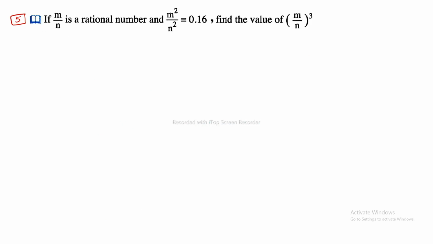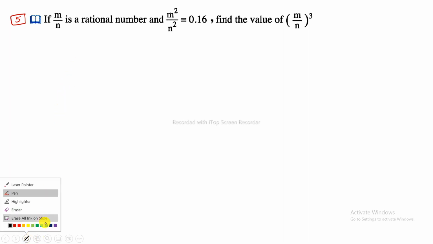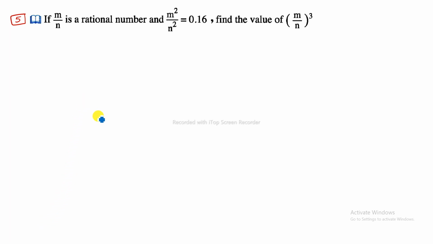If m over n is a rational number and m power 2 over n power 2 is equal to 0.16, find the value of m over n to the power of 3. We have m power 2 over n power 2 equal to 0.16. The first thing is to get rid of the power. I want m over n, I don't want the power 2, so we take the square root of both sides.